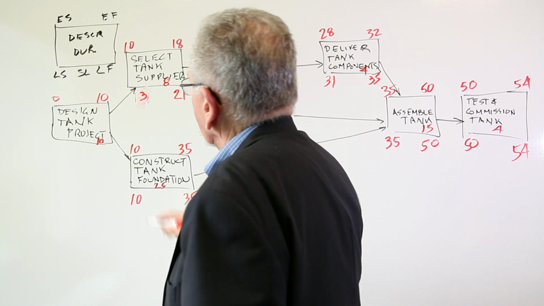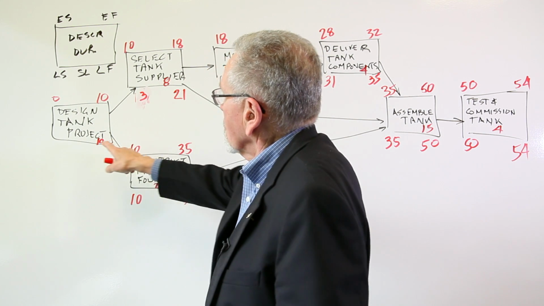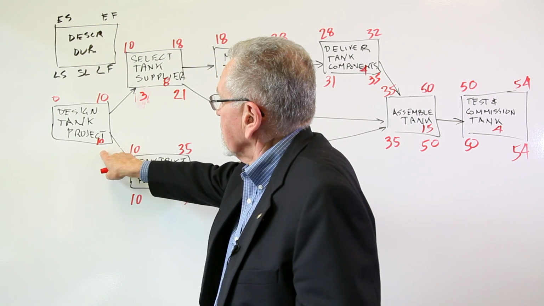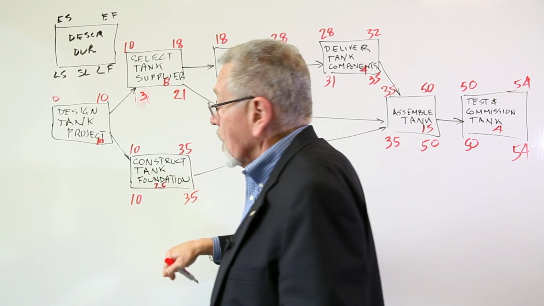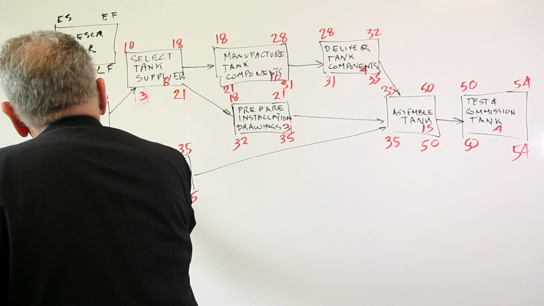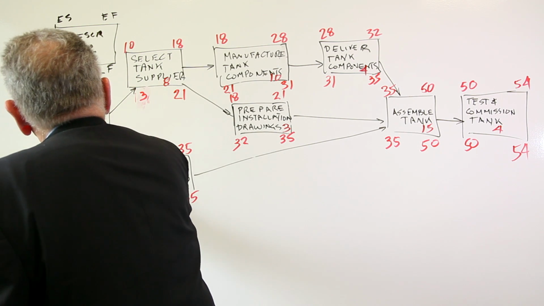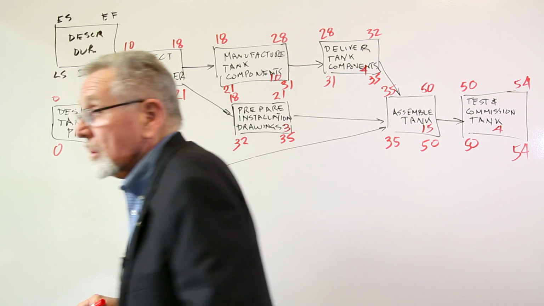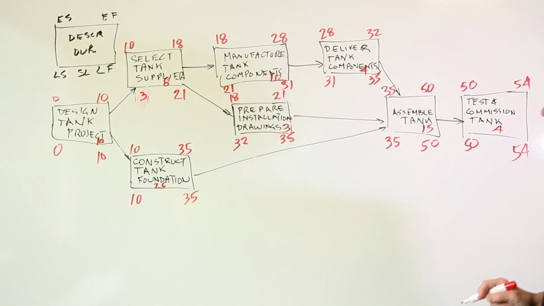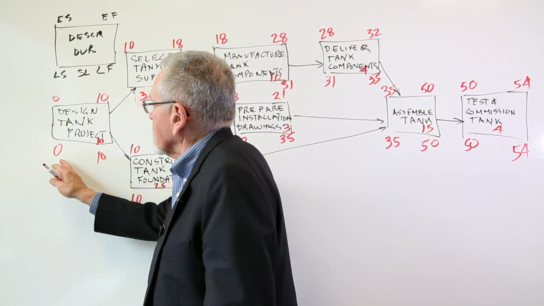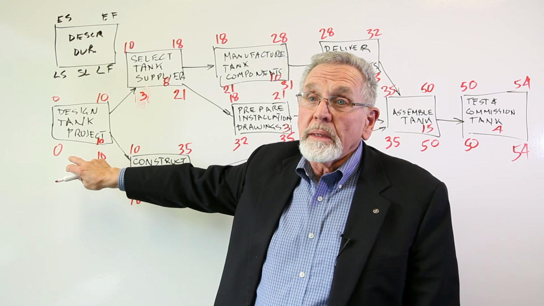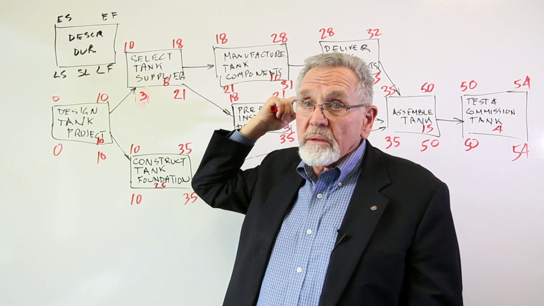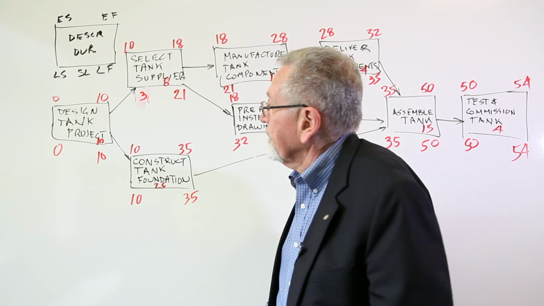And then finally, we come back here, applying our rule again. The latest finish for design tank project is either 13 or 10. We select the smaller of those two, and we take 10 and we subtract the duration 10, and we get 0. So what does that say? Well, the first thing we can conclude is that we must start the project at time 0 in order to finish in 54 days, which makes sense, okay?